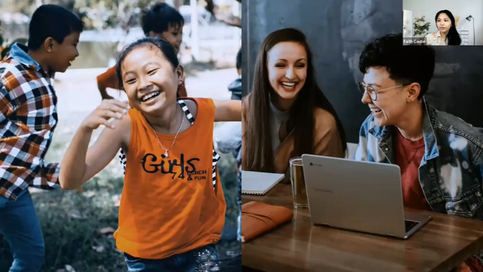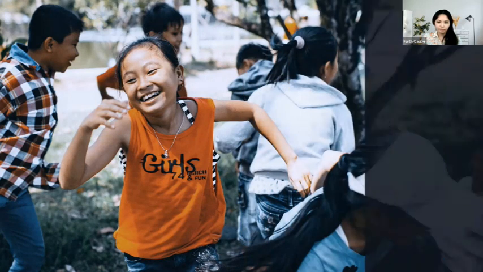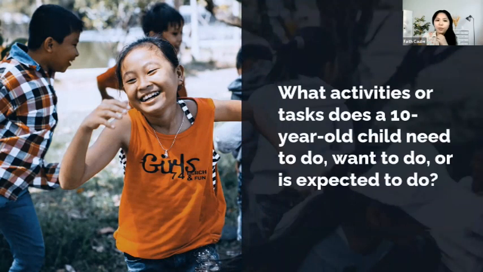Right, so on the left, we have a child who's maybe 10 years old, and on the right, we have young adults. So let's look at the child first. Right, so what activities or tasks do you think a 10-year-old child needs to do, wants to do, or is expected to do?